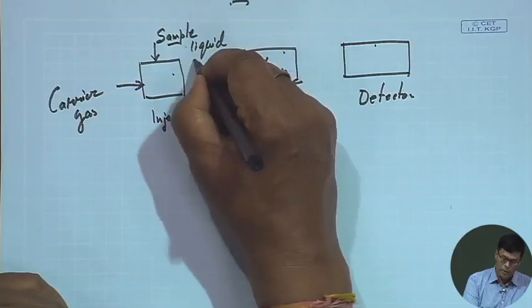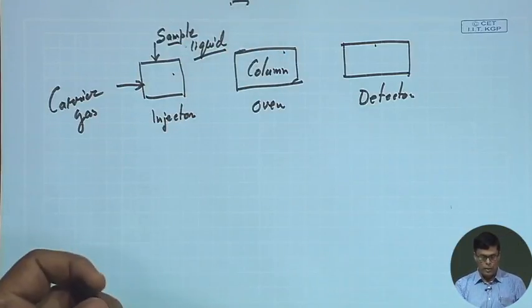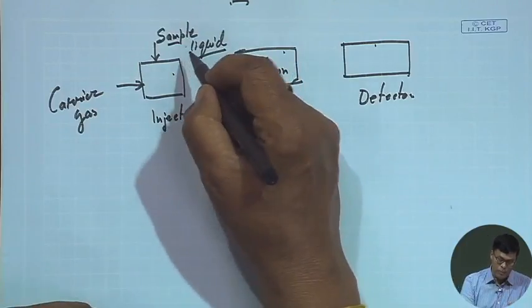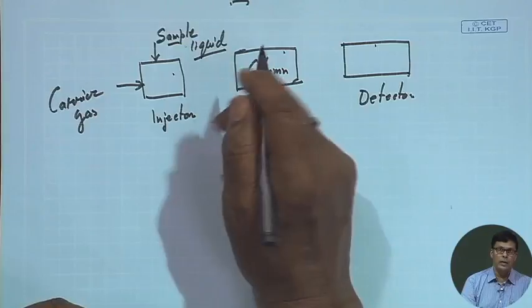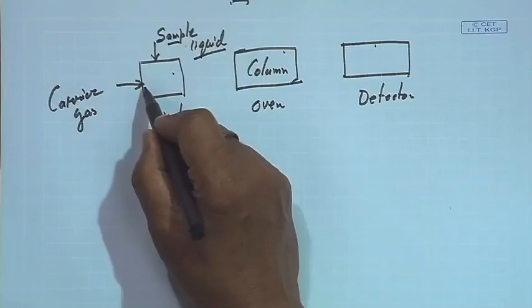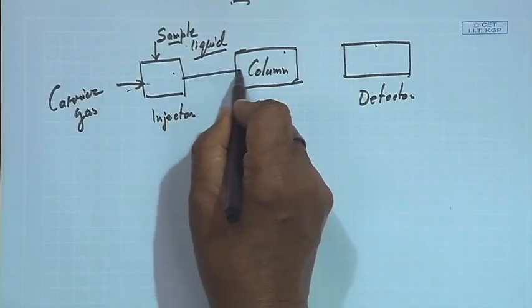Now, in gas chromatography, we can only analyze volatile liquids, we cannot analyze non-volatile liquids, the ones which can be volatilized. Suppose I want to use acetic acid. Acetic acid has a boiling point of about 121 degrees centigrade. The temperature of the injector should be more than 121 degrees centigrade, because as soon as we inject the acetic acid into the injector, it should vaporize. And once it vaporizes, this carrier gas will bring the material here.